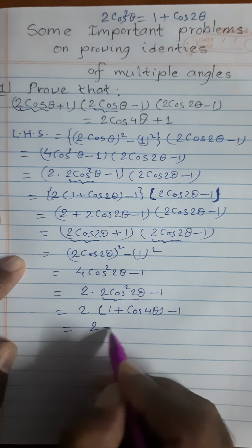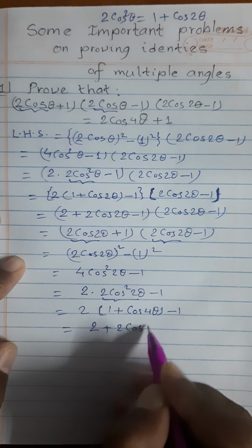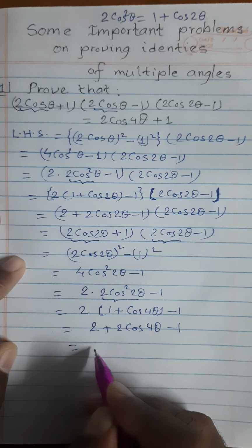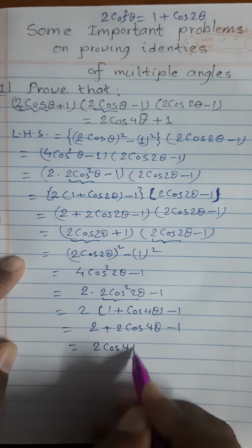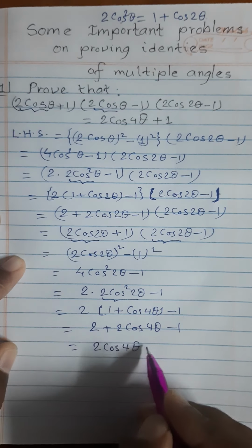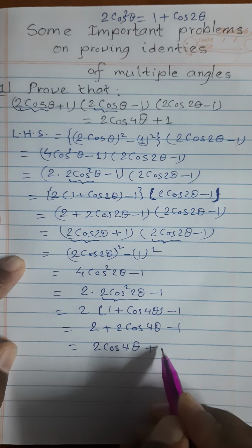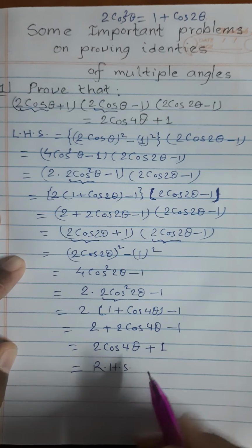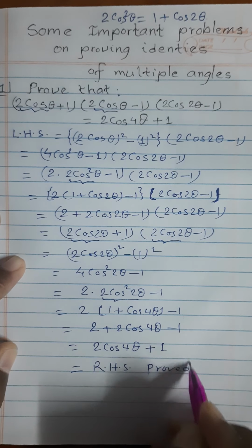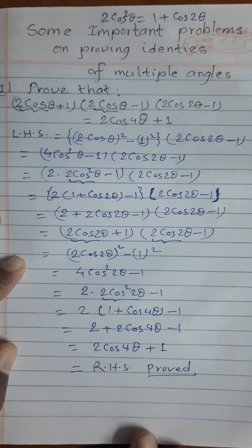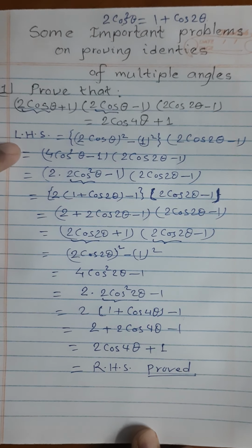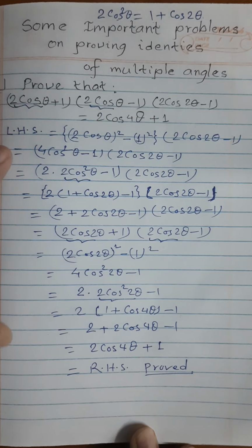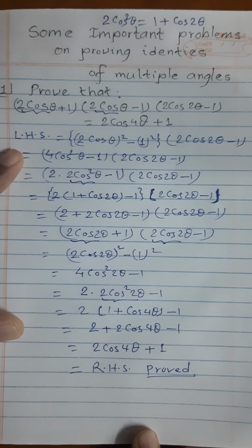2 times 1, 2 plus 2, 2 times cos 4 theta minus 1. This becomes 2 cos 4 theta, and 2 minus 1 is 1 plus 1, which is our right hand side, equals to RHS proved. Okay, in this way we have easily proved this proving identity. This is one important proving identity.